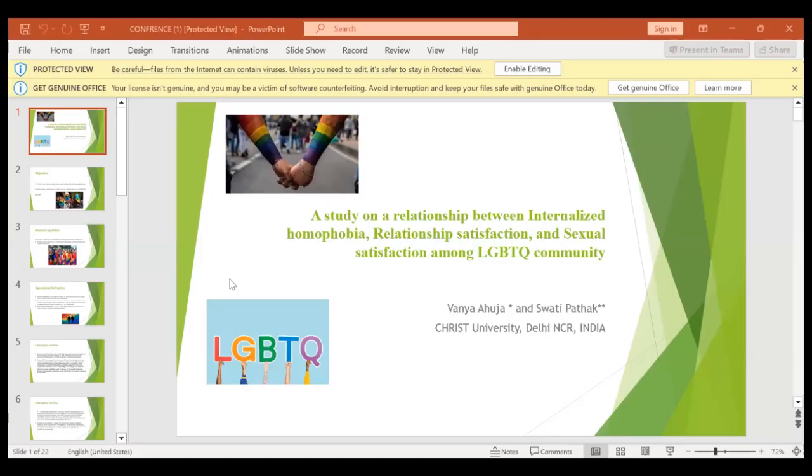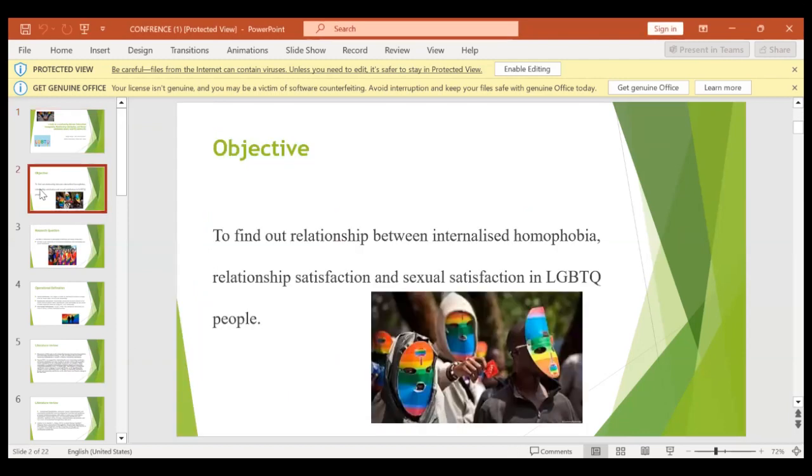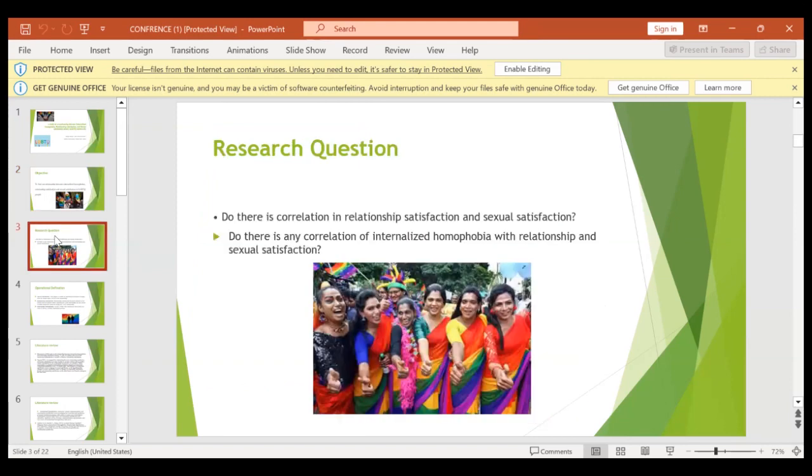Relationship between internalized homophobia, relationship satisfaction, and sexual satisfaction in the LGBTQ community. My objective is to find out the relationship between internalized homophobia, relationship satisfaction, and sexual satisfaction, basically in LGBTQ people. So my research questions are: is there a correlation between sexual satisfaction and relationship satisfaction? And is there a correlation of internalized homophobia with relationship and sexual satisfaction?